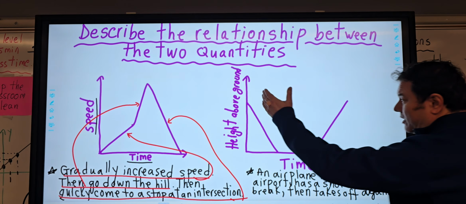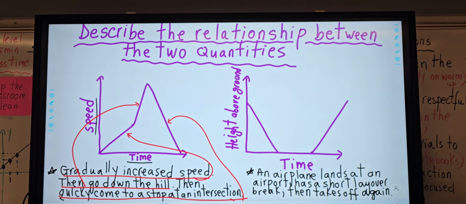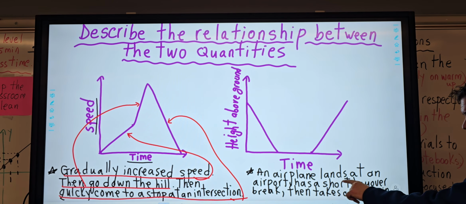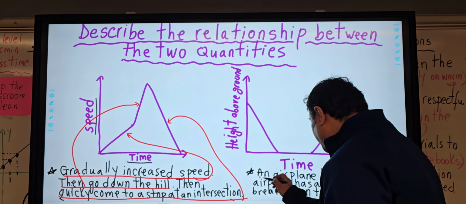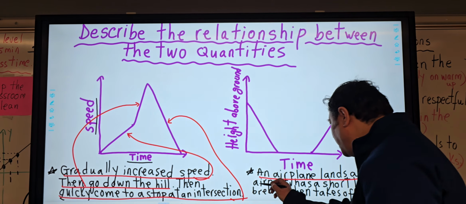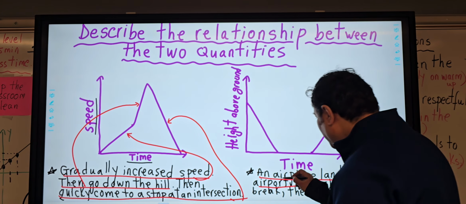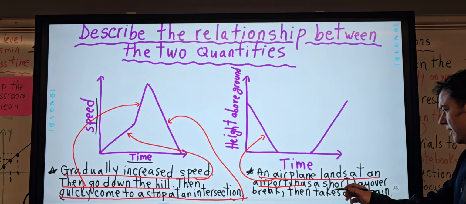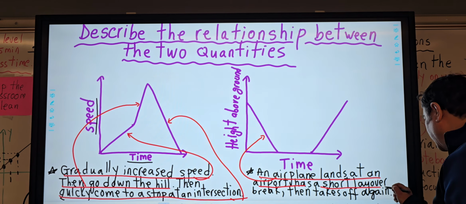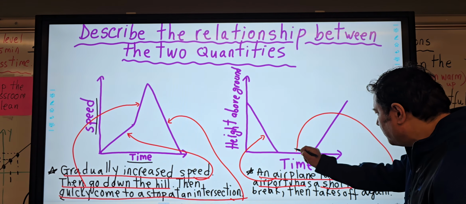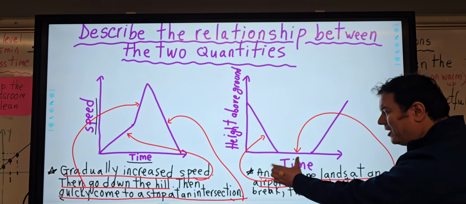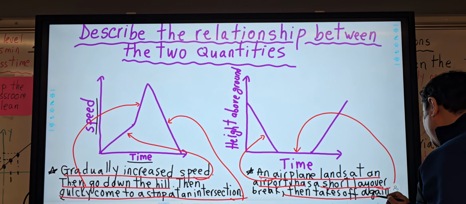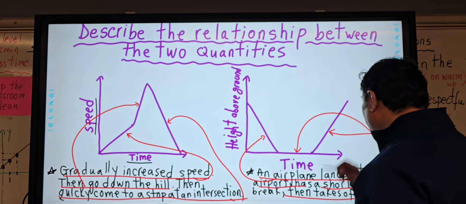Let's look at the second example here. We have the height above the ground, and the other quantity, the time. We can say this line from here to here is an airplane landing at an airport. The airplane lands at the airport, comes down there. From here to here, it has a short layover, this one right here. Then it takes off again into the air. So that's the last line.